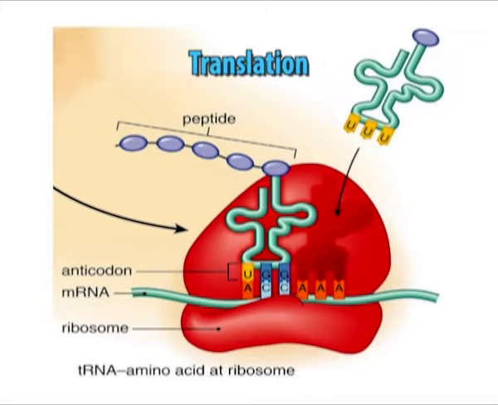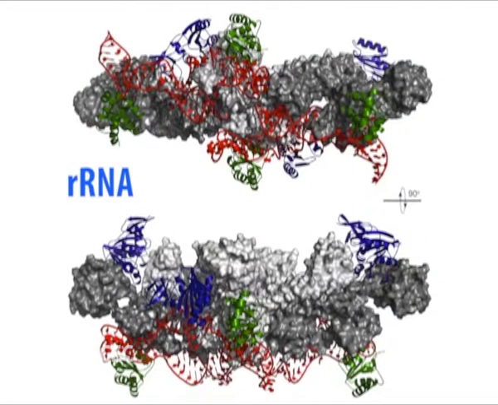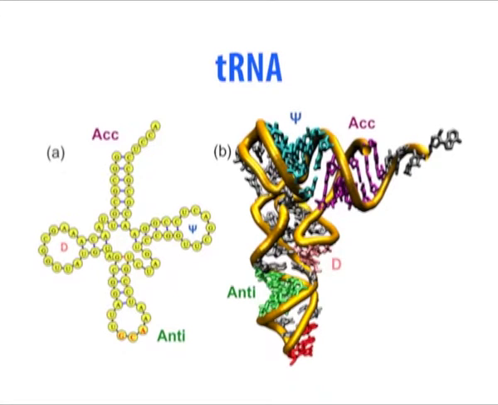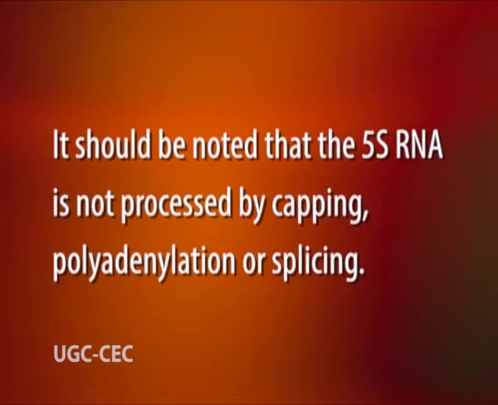Nearly all eukaryotic RNA primary transcripts or pre-mRNAs formed by RNA Polymerase II undergo processing before they could actually serve as mRNA for translation or as a component of the translation machinery such as rRNA, 5S RNA, tRNA or RNA processing machinery like snRNAs. It should be noted that the 5S RNA is not processed by capping, polyadenylation or splicing.